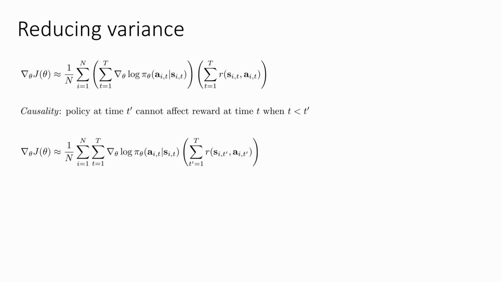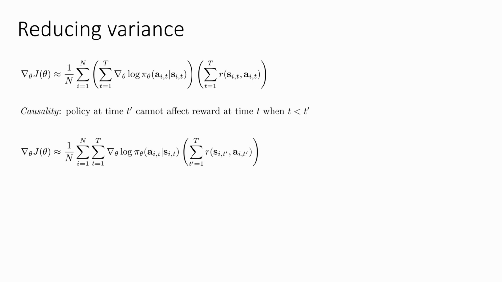So here's how we can use that. We can take this sum and we can distribute it inside the sum over the log pi's. So what I wrote here is just exactly the same as up here. I just used the distributive property to distribute this sum inside of this sum. So now I have an outer sum over all the time steps of the grad log pi times an inner sum over t prime from 1 to capital T.